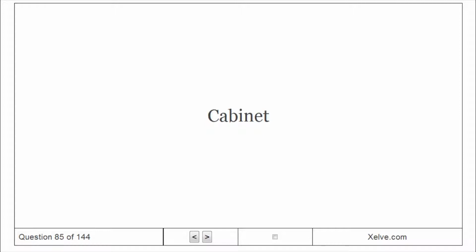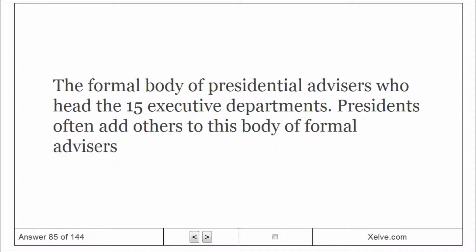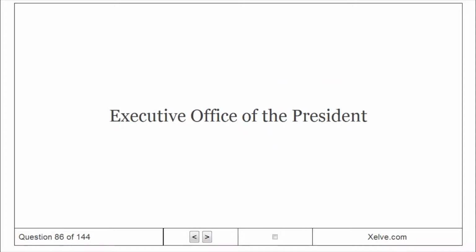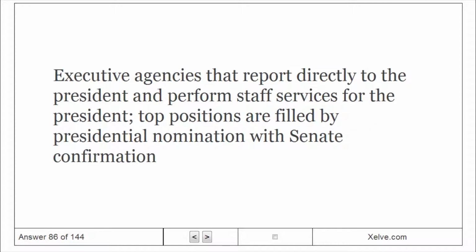Cabinet. The formal body of presidential advisors who head the 15 executive departments. Presidents often add others to this body of formal advisors. Executive Office of the President. Executive agencies that report directly to the President and perform staff services for the President. Top positions are filled by presidential nomination with Senate confirmation.